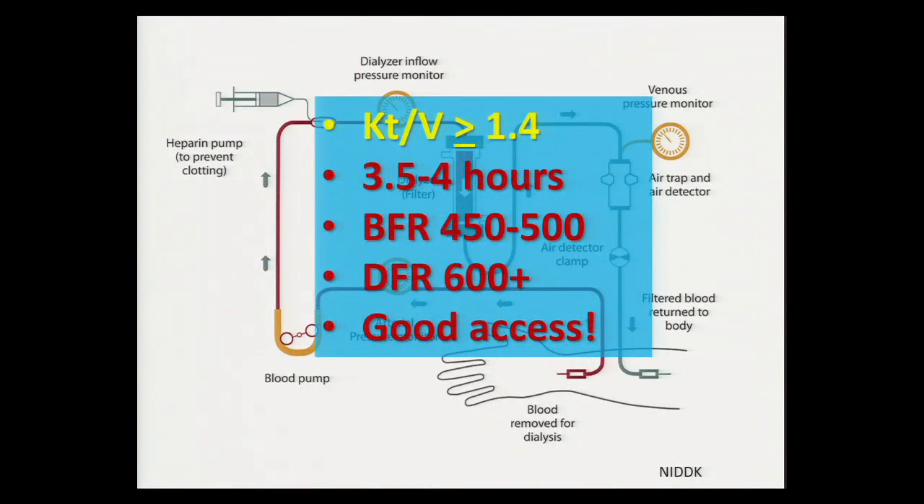dialysate flow rate of 600 or more. And what's essential is good access, because to achieve these blood flow rates, you have to have sufficient blood flow through the access. And it has to be patent from the inflow all the way to the heart. If there's any stenosis, then what can happen is what's called recirculation, where you're basically just cleaning the arm and not providing systemic clearance. So this is key.